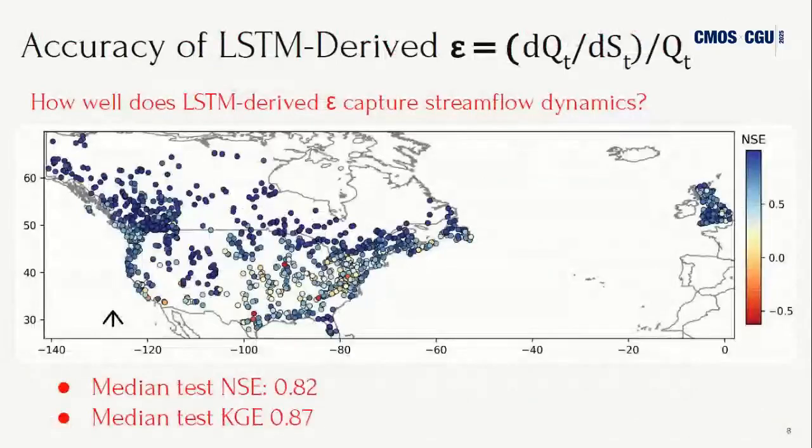Something that always needs to be evaluated is the accuracy of models when we are using data-driven models. This map shows the spatial distribution of the test NSE of the model for the testing period, which was 2007 to 2018, for each catchment. As you can see, the median test NSE is around 0.82, and the median KGE is around 0.87. It's quite good, actually.